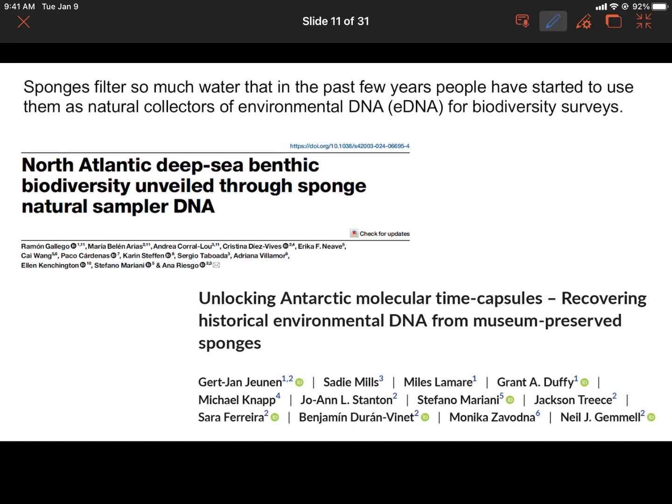And indeed, not only can you do that, like in a given ecosystem, go out and collect some sponge, like here's a paper that did it in the North Atlantic in the deep sea. But if you collect a sponge and preserve it, like in a museum, for example, you can later go back and look at the DNA that's preserved in that sponge. So people are even using museum specimens as sources for historical environmental DNA, which is really amazing. I just saw that when reviewing the sponge literature a couple of days ago.